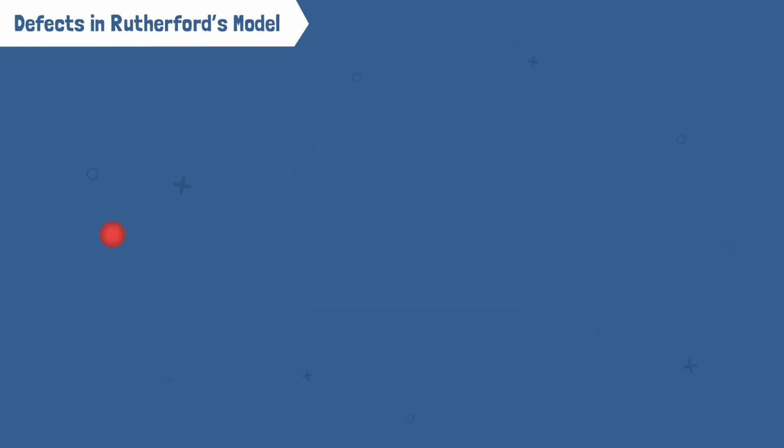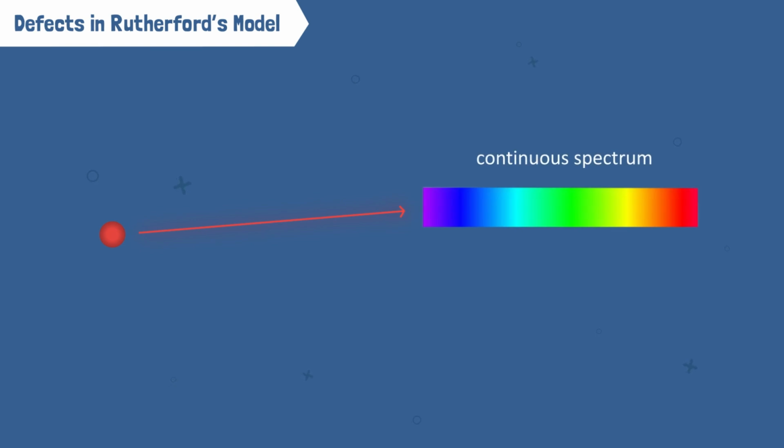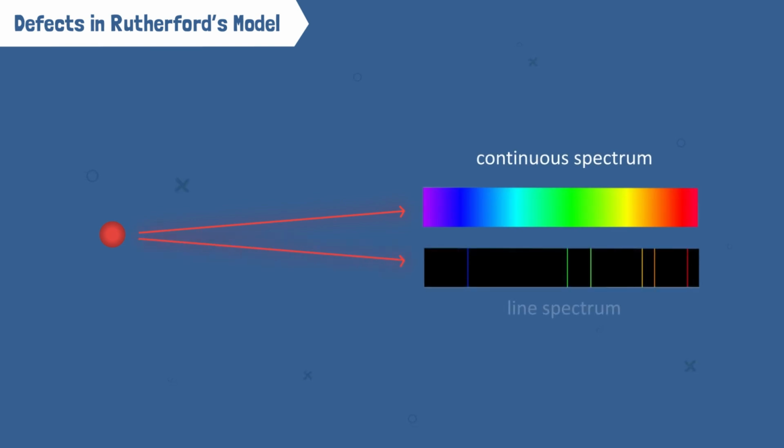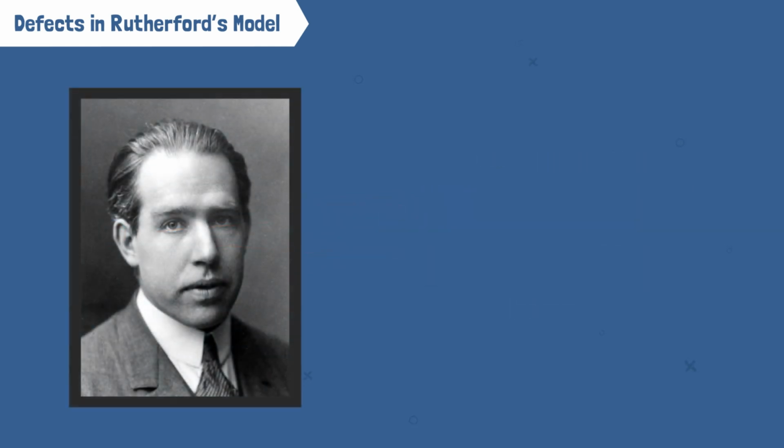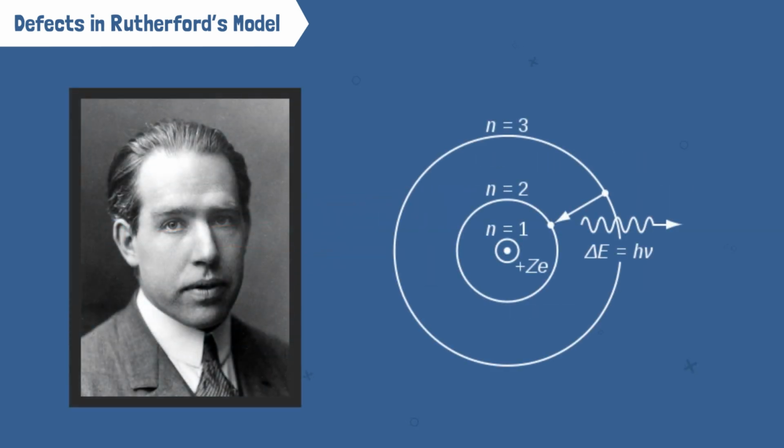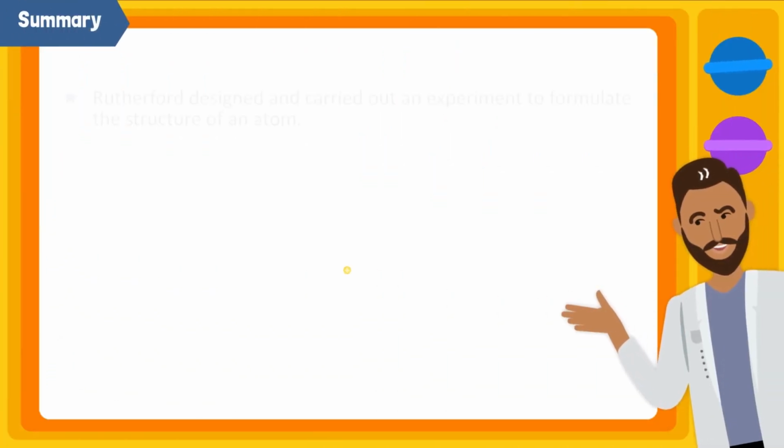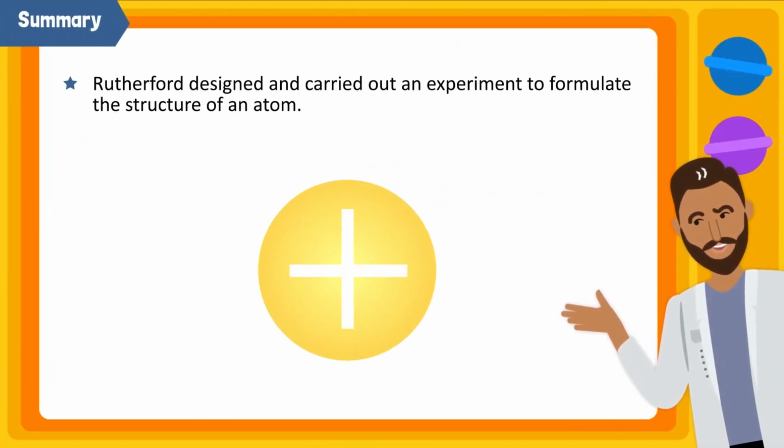The second defect was that in such a model with electrons emitting energy continuously, the observed electromagnetic spectrum would be continuous, but a line spectrum was observed. Rutherford's observations led future scientists such as Bohr to come up with even more accurate models for atoms and their structure. To summarize, Rutherford designed and carried out an experiment to formulate an accurate structure of an atom.